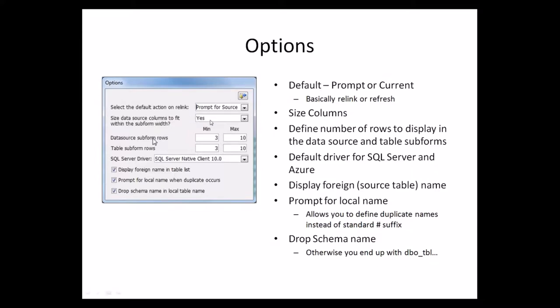You can select whether or not to let the program dynamically resize the column widths in those data sheets to try and fit as much information as possible on the screen, and it will collapse or expand the columns as necessary to do that. You can determine the minimum and maximum number of rows you want to display in the subform at the top, which displays the data sheets, and the subforms at the bottom. So if you've got a narrow monitor or a wide format monitor, don't have a lot of height, you might want to minimize those number of rows.